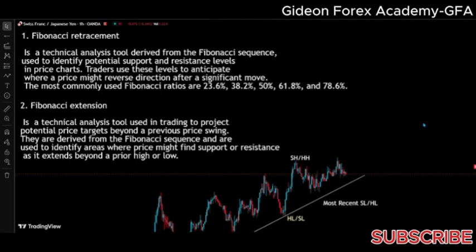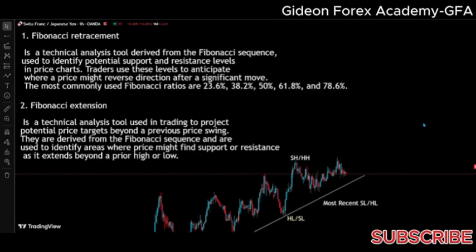can use this. It can help you as confluence. I'm not saying you are going to use this as a standalone tool. You are going to incorporate this in confluence with other technical analysis tools like your support and resistance levels, pivot levels, and your trend lines. Okay, so when you see this confluence, it really works out most of the time. It has a high win rate.